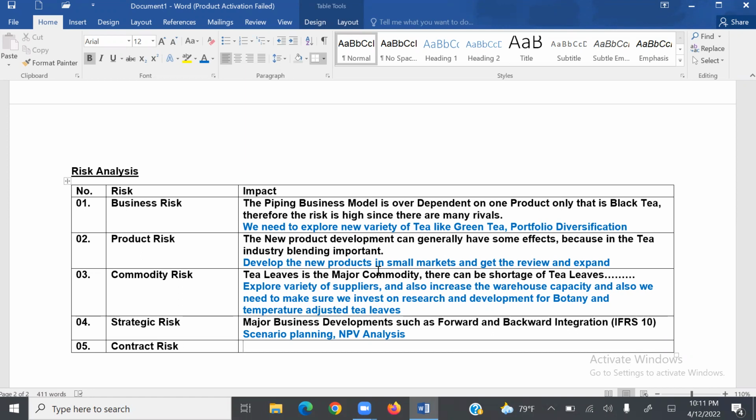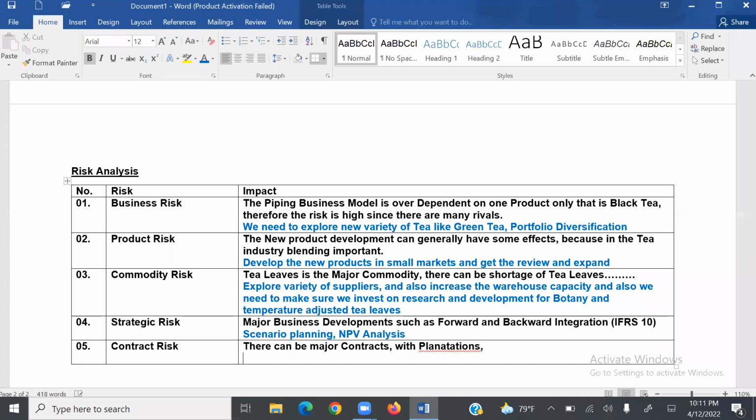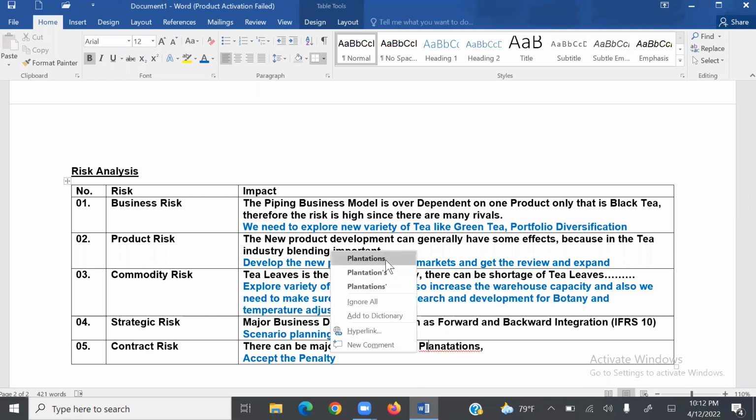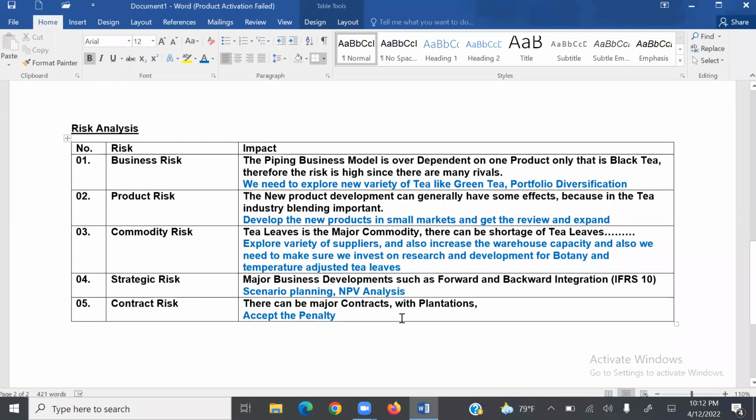So contract risk. There can be major contracts, not now, but in the future in the exam, with plantations. Like we have done some CSR projects, everything with plantations, so we may not be fulfilling the contract. So there can be that point of view. The mitigation strategy is to accept the penalty if you cannot fulfil it. Currently they are mentioning they are doing so many types of CSR activities, so in that case there is a high chance there is contract risk as well.